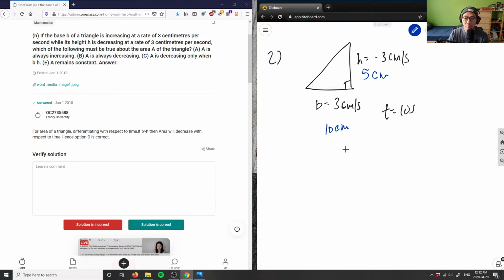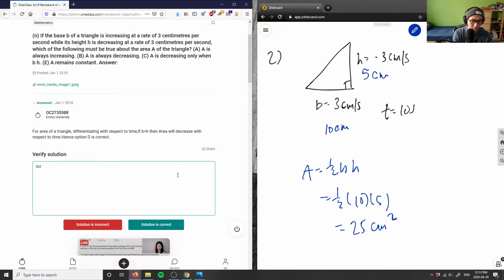So if I were to solve this equation, A equals half BH, with these two numbers, A would equal half times the base, which is 10, times the height, 5. This would give me 25 centimeters squared. However, if I flipped it, and said base is 5 and the height is 10, I would get exactly the same value. But depending on the rate at which it decreases, area will also decrease with respect to time. So in this case, I'm going to write: solution is correct, but no explanation is given as to differentiating with respect to time.